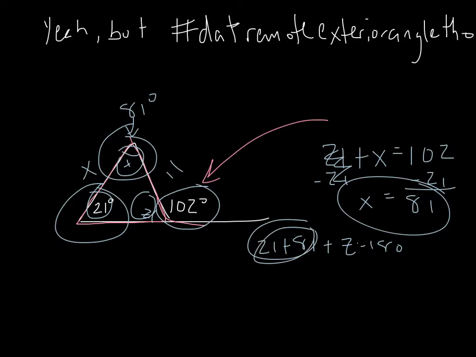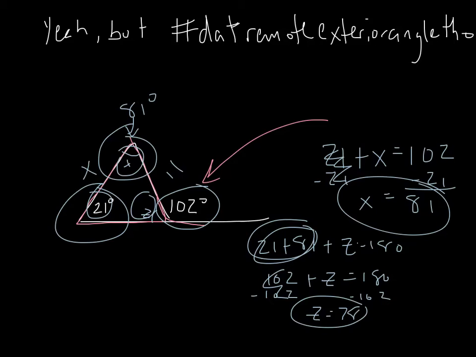Okay, so I'm going to add these together and simplify it, so it'll be 102 plus z equals 180, and then I subtract 102 from both sides. All right, that would cancel out there, and z would equal 78. And you're done. Okay, now the other way to do this, we know this is a straight line, correct?